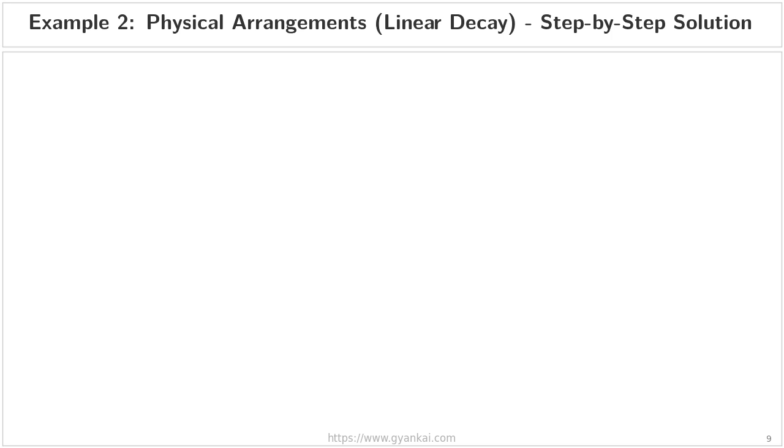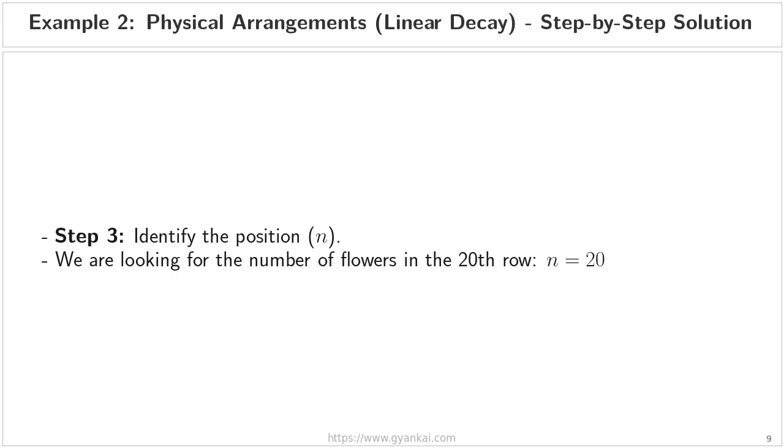Example 2, Physical Arrangements, Linear Decay, Step-by-Step Solution. Step 3 is to identify the position, which we represent with the letter N. In our gardening scenario, the question specifically asks us how many flowers will be in the 20th row. Therefore, our N equals 20.